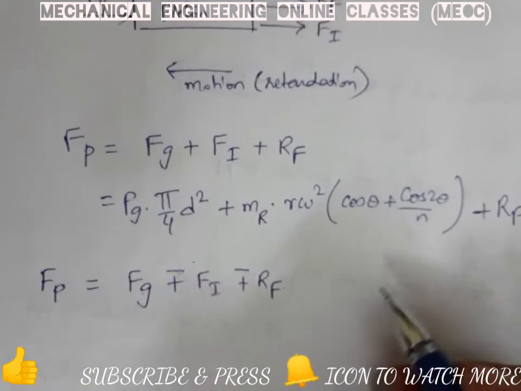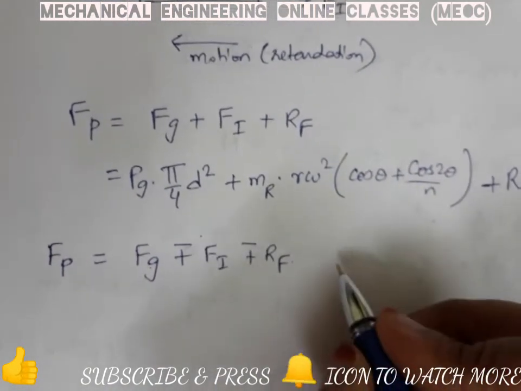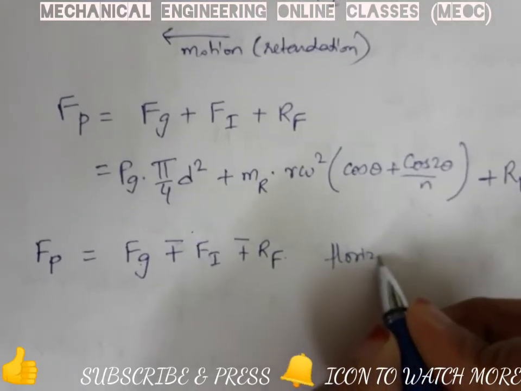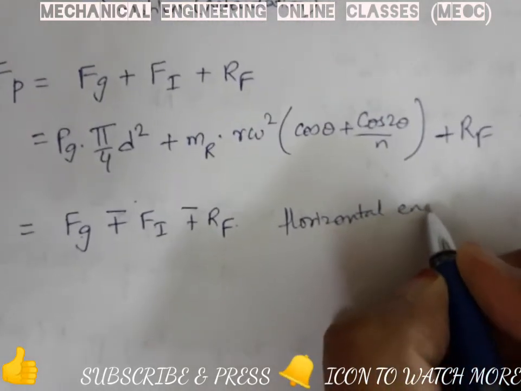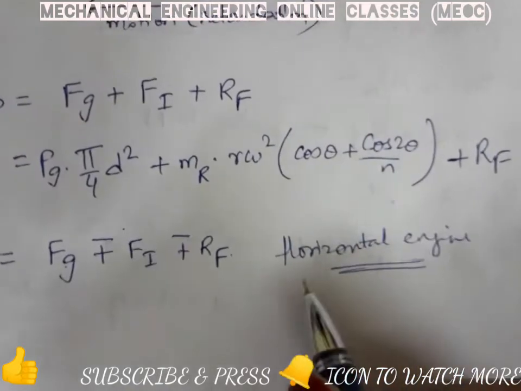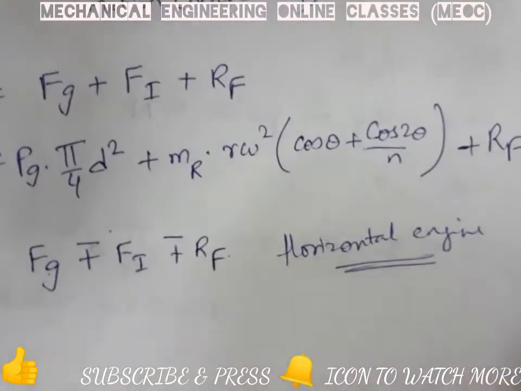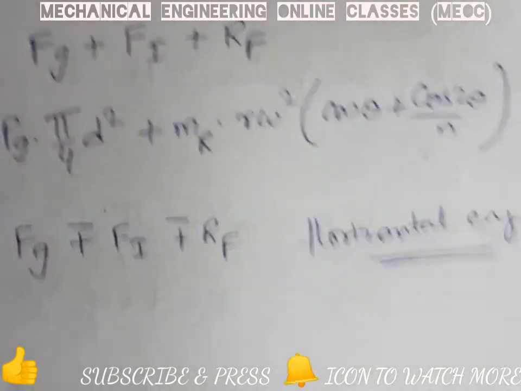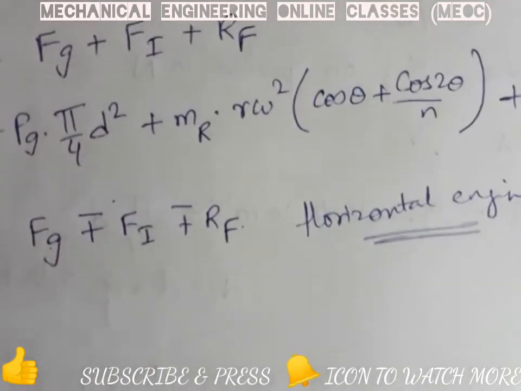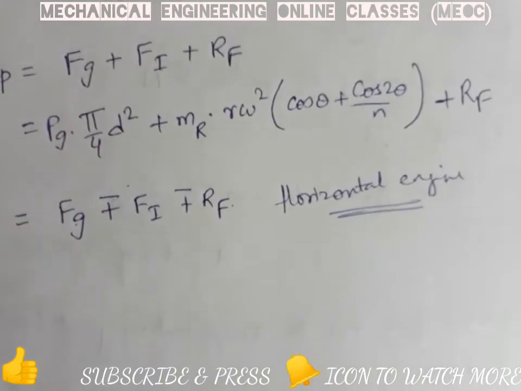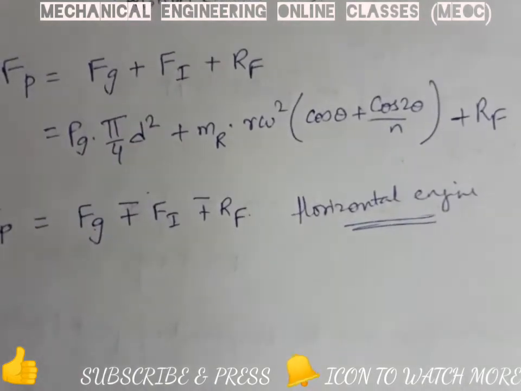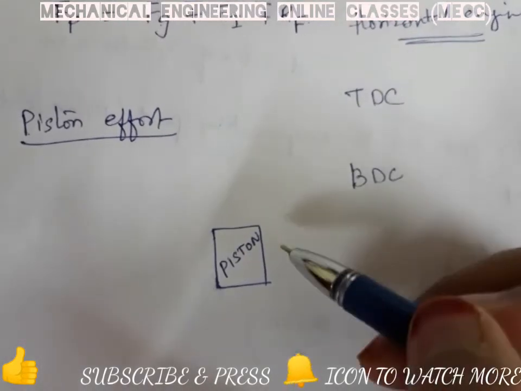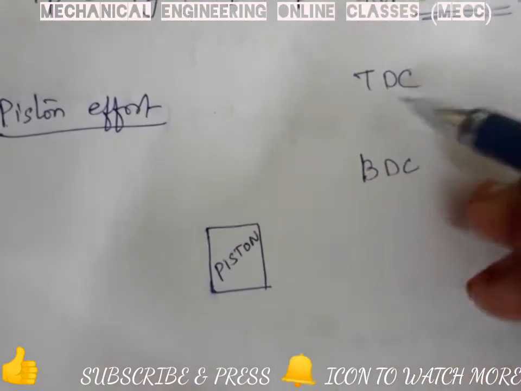So this equation is used only for a horizontal engine. Horizontal engine is the figure that is shown in the beginning. So that is a horizontal engine. In case of a vertical engine, the effect of the weight of the reciprocating part is also considered. Piston effort in case of a vertical engine.